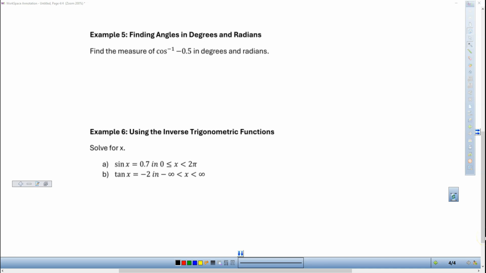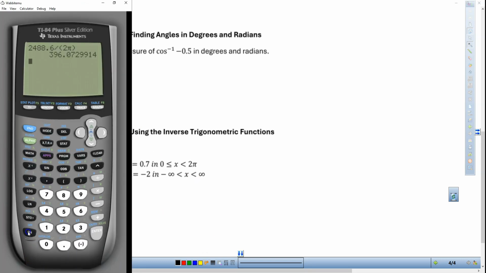All right, so let's apply this to find angles in both degrees and in radians. So here I want to find the measure of the inverse cosine of -0.5 in both degrees and in radians. Well, the easiest way for us to do this is simply to grab our calculator. So I'm going to plug in the inverse cosine of -0.5. First, I'm going to check my mode, though, so I see which one I'm currently in: radians. So let's do an inverse cosine of -0.5. And if I hit enter, I'm going to get a value here of 2.094. So that's a pretty good approximate value for us to work with.